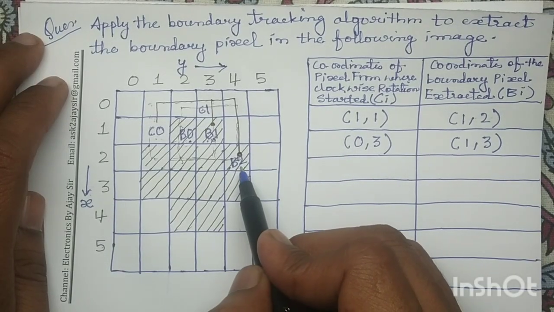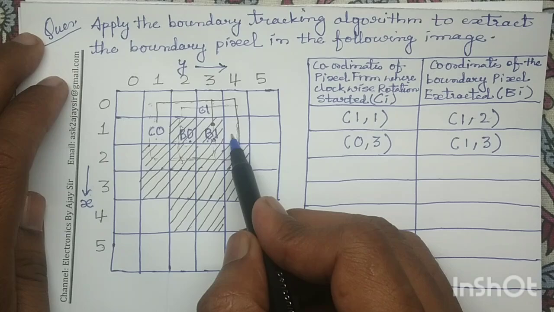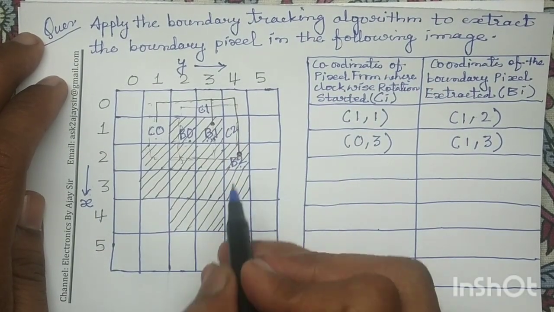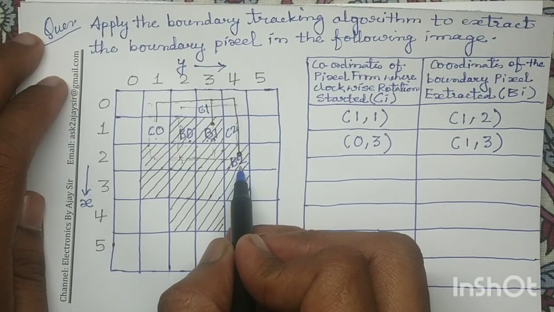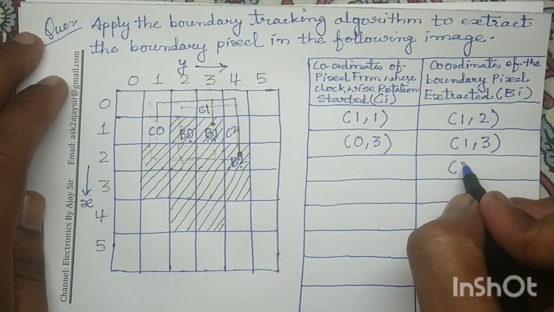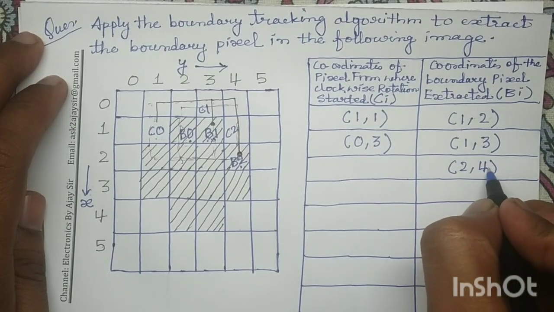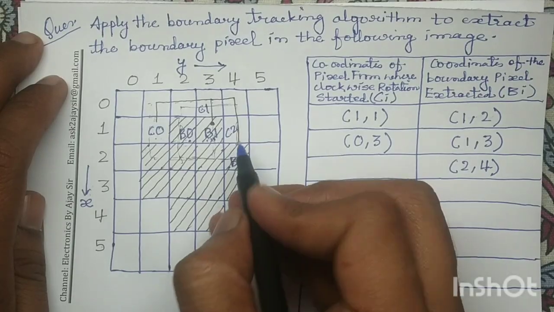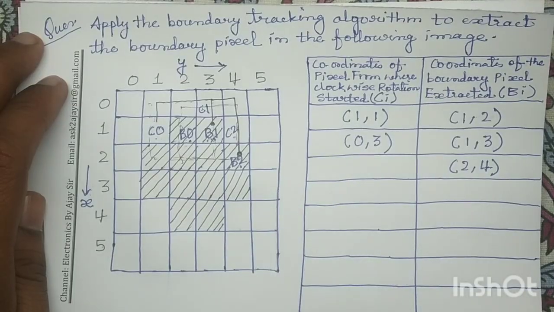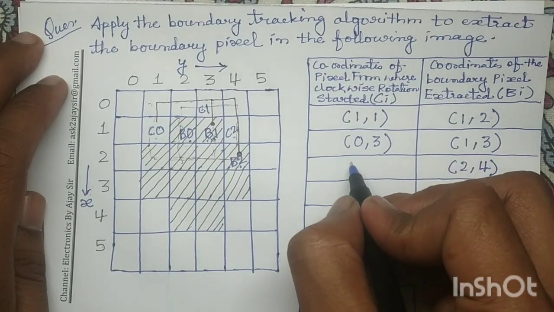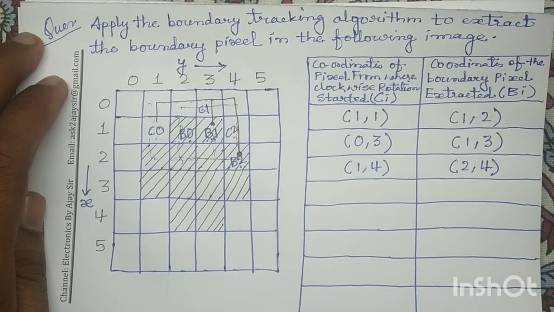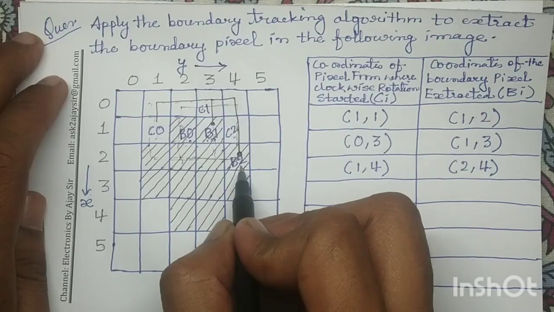And before reaching B2, what is my background pixel? This is my background pixel. So I will write it as C2. Now what is the coordinate of B2? The coordinate of B2 is 2, 4. So I will write here 2, 4. And what is the coordinate of C2? It is 1, 4. So I will write here 1, 4. Now in the third iteration, we will target the 8 neighborhood pixels of B2.